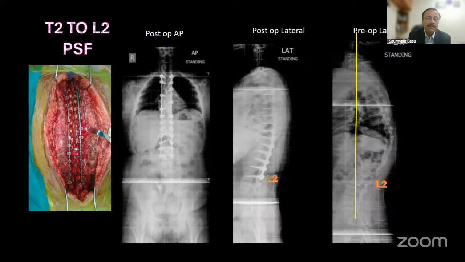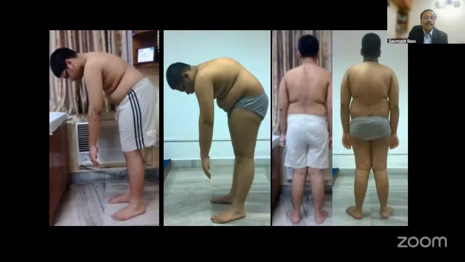Cantilever technique, multi-level Ponte osteotomies at the apex, and compression at the apex with cantilever technique. That's the technique which we use, and this is how it looks. Now, pre-operative and post-operative, he's now a medical student in his final year, comes back still painless, and let us see whether his lower lumbar discs degenerate or not.